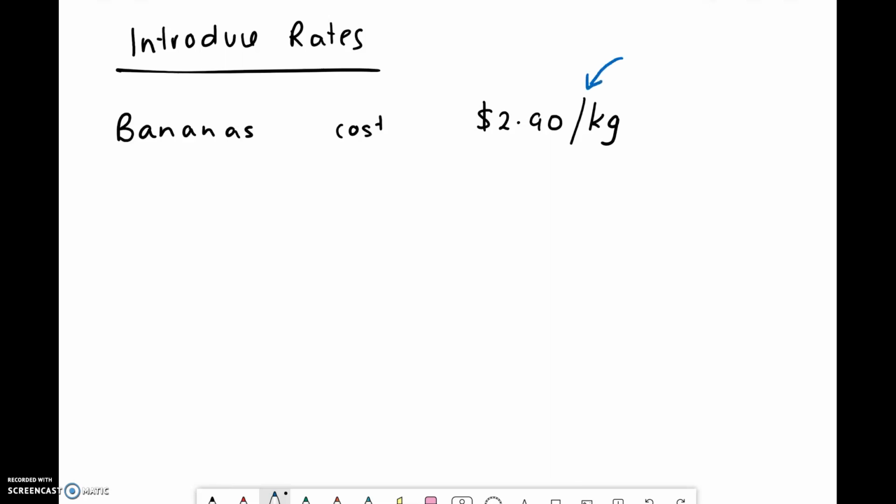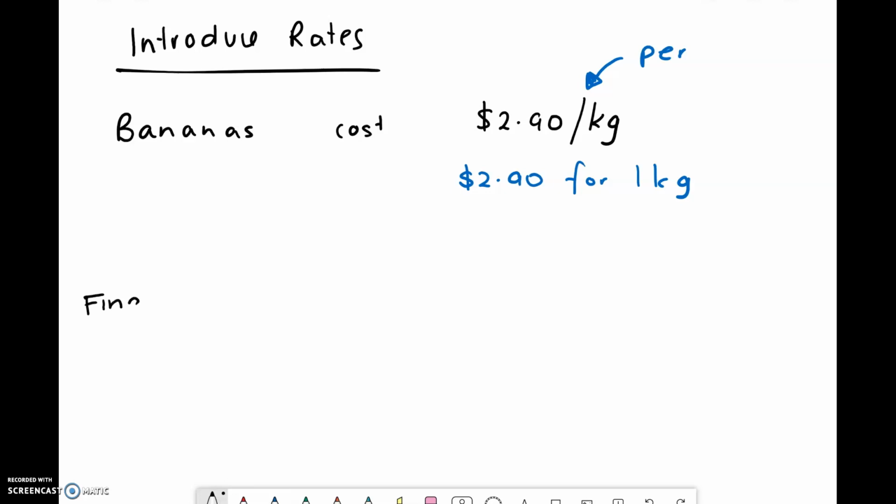What you need to remember is that / means per. So this means it will be $2.90 for 1 kilo. So when you do that, let's say the question asks you to find the cost.